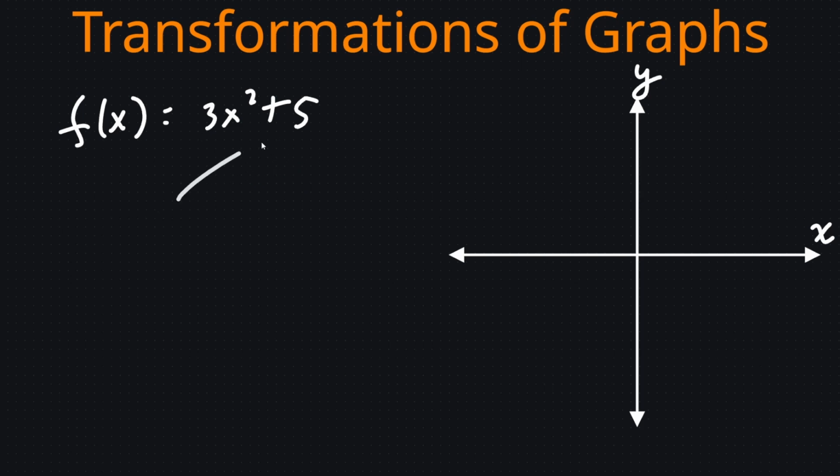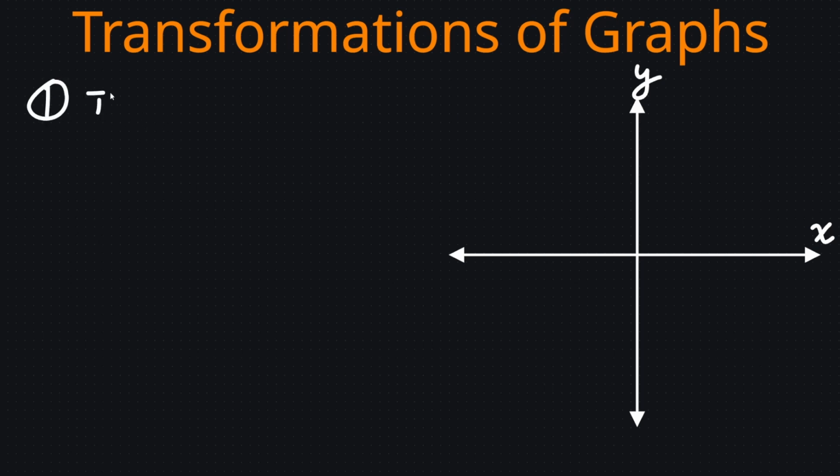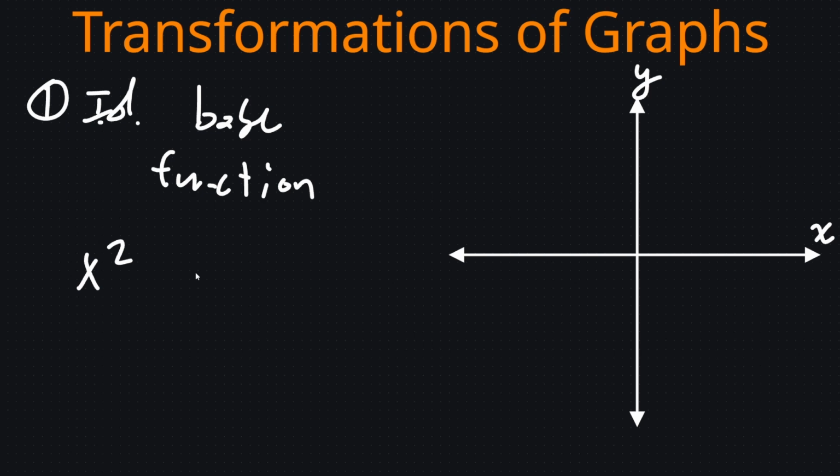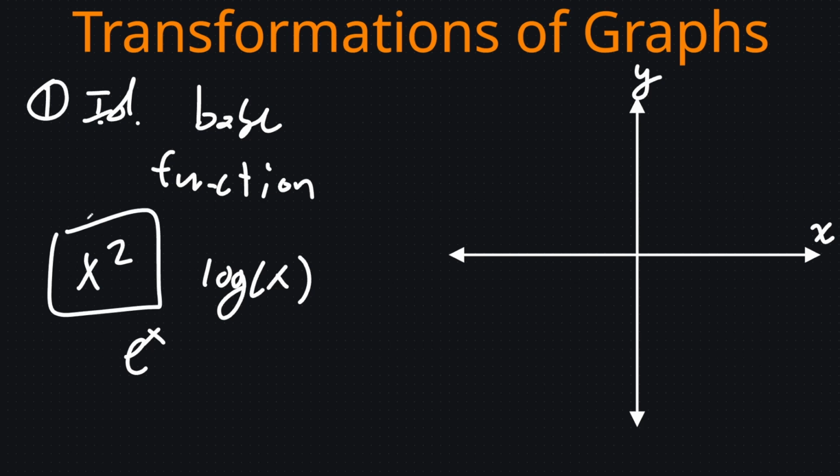So let's go through the general strategy before we see some specific examples. The general strategy is, number one, you need to identify your base function or base graph. So it could be x squared, it could be log of x, it could be e to the x, and so on. There are many possible base functions. For most of this video, we're going to focus on x squared. It's the most common one to mess with, and it's a pretty straightforward and intuitive graph to deal with.